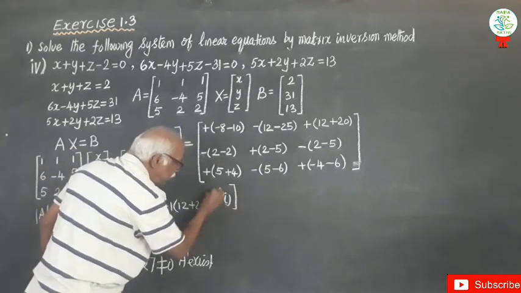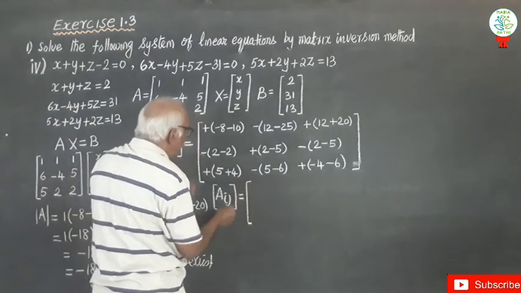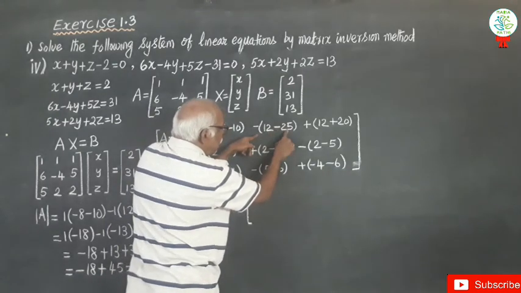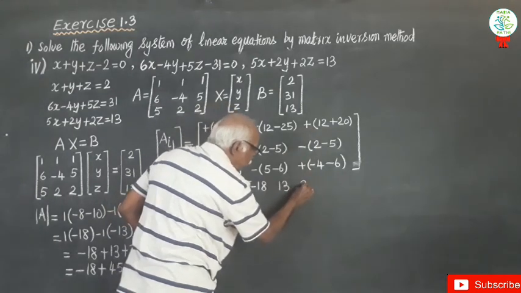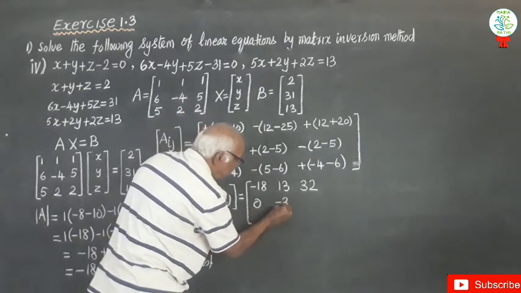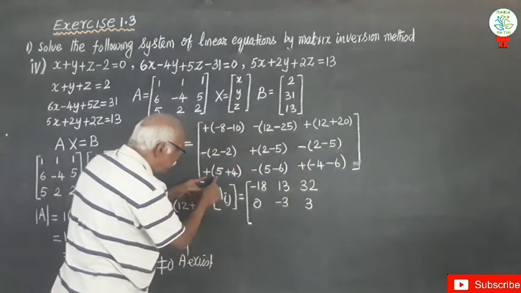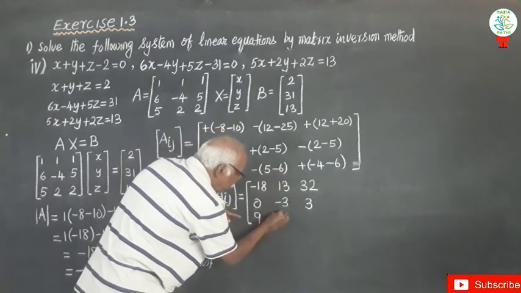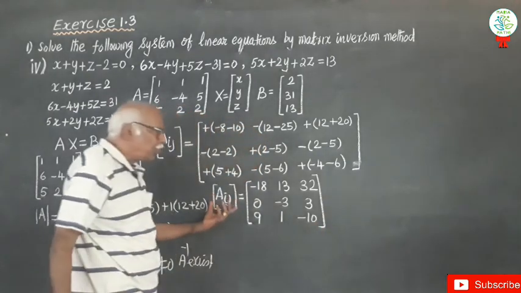Aij is equal to minus 18, minus 13, then plus 32. This one 0, this element minus 3, minus of minus 3 plus 3. Then this plus 9, this minus 1, minus of minus 1 plus 1. Then minus 10. This is the cofactor matrix.